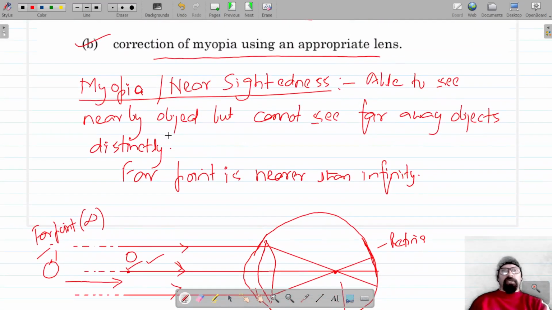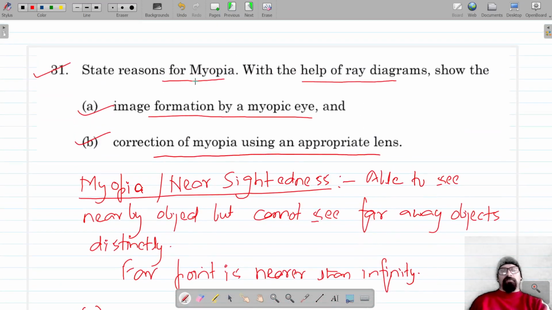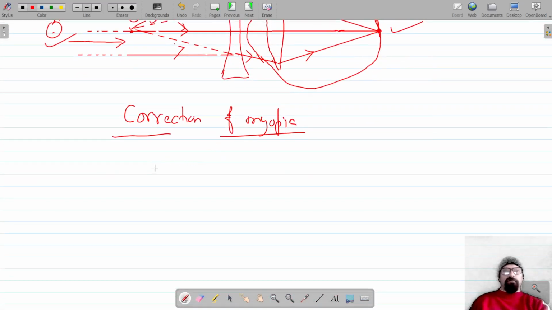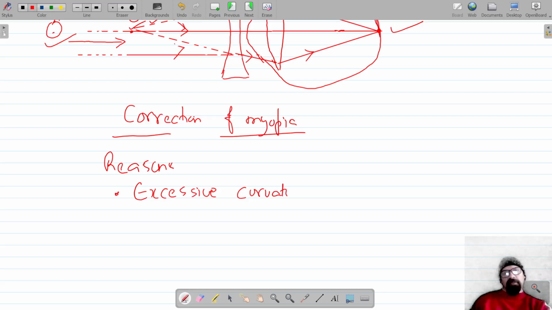So what do you have to write? You have to state the reasons for myopia. And okay, we forgot to state the reasons for myopia. The reasons for myopia could be the excessive curvature of the eye lens. That means excessive curvature of the eye lens could be one of the reasons.